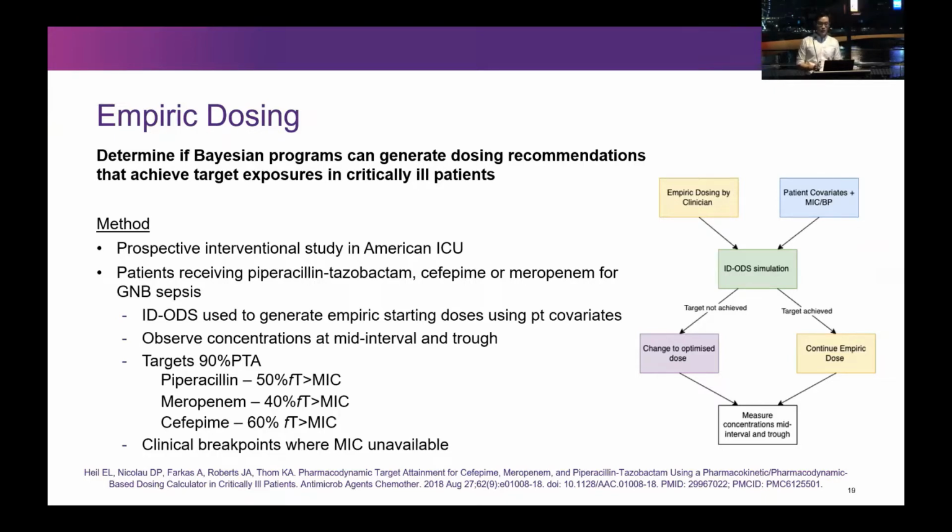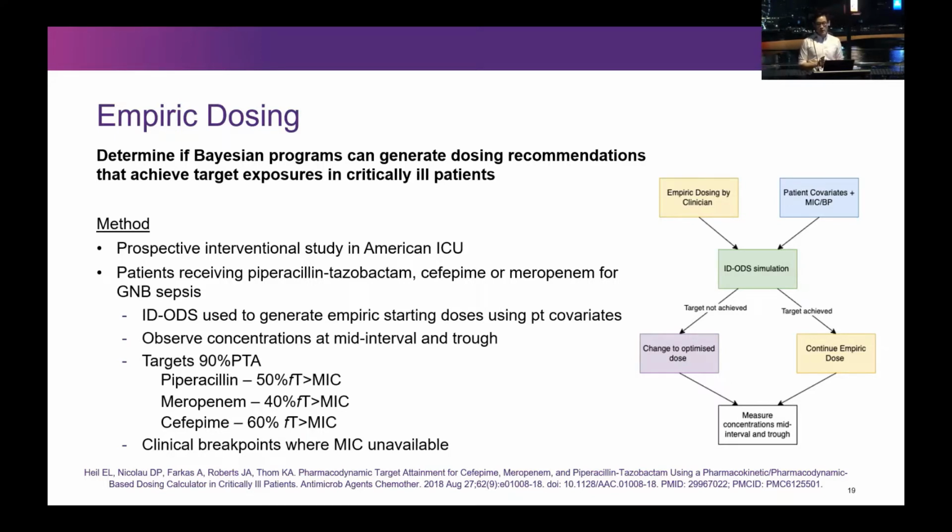The way that the study worked is depicted on the right here. All of the patients initially received an empiric dose that was started by the clinicians based on the antibiotic dosing protocols present in the ICU there. They then entered this information into IDODS along with the MIC of the pathogen to determine if the empiric doses selected by the clinicians would actually achieve the target. If the target was predicted to be achieved, then they would just continue on that empiric dose. But if it was predicted not to achieve that target, they would then use the recommended dose that IDODS generated and administer that to the patient.